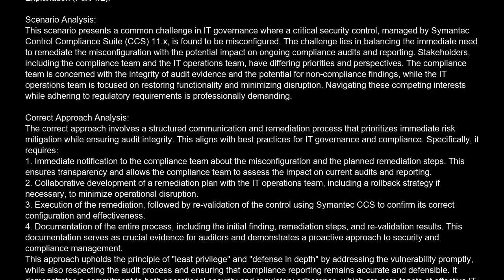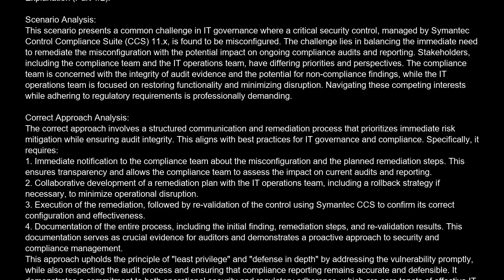Correct answer is A. Immediately implement the fix by the IT operations team and inform the compliance team after the remediation is complete. Explanation. Scenario analysis. This scenario presents a common challenge in IT governance where a critical security control, managed by Symantec Control Compliance Suite CCS 11X, is found to be misconfigured.